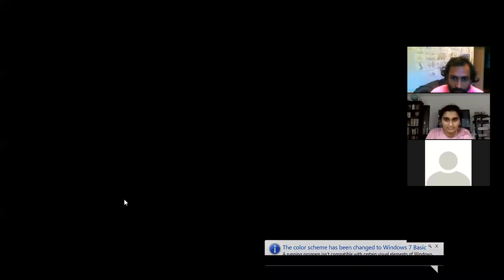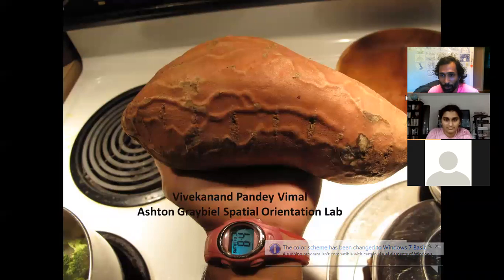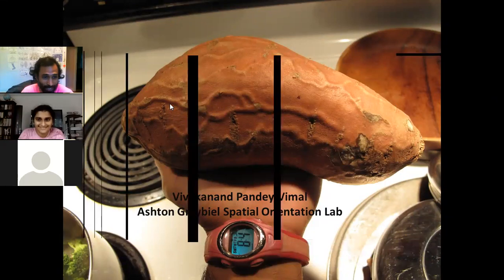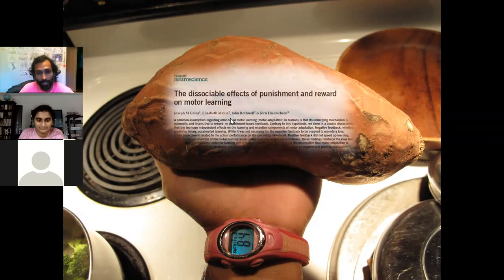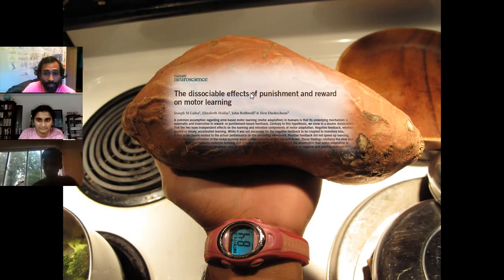So here it is. I always like to start off with a fun picture, and this is a sweet potato that has veins on it, and it kind of reminded me of a muscle. And since I'll be talking about motor stuff, that was very relevant. And the paper I'll be talking about is called The Dissociable Effects of Punishment and Reward on Motor Learning.